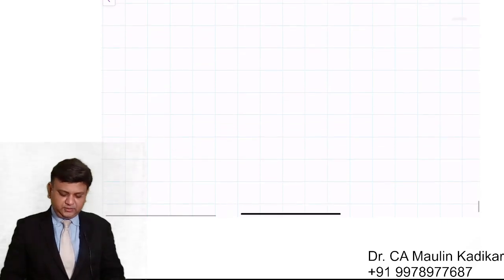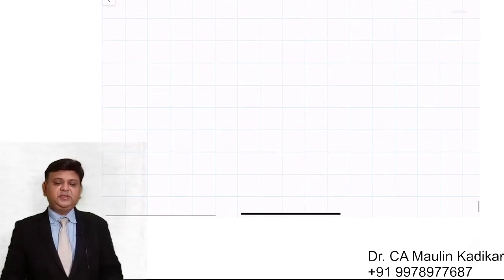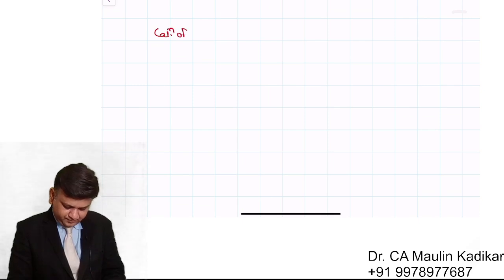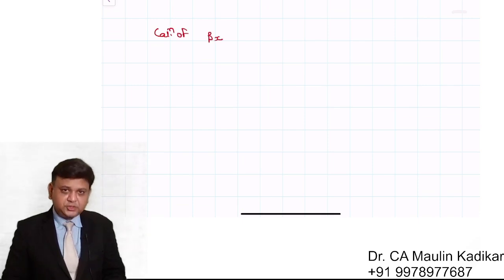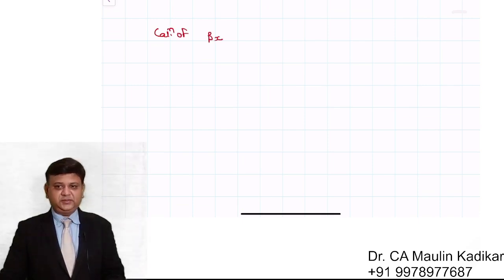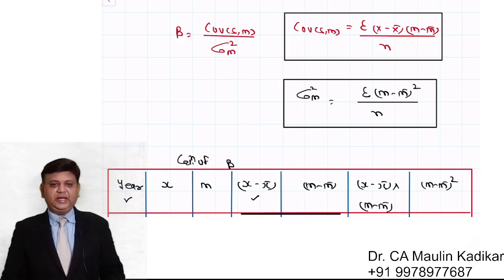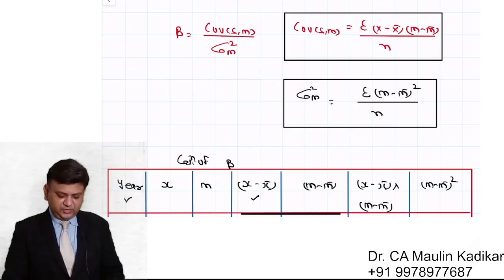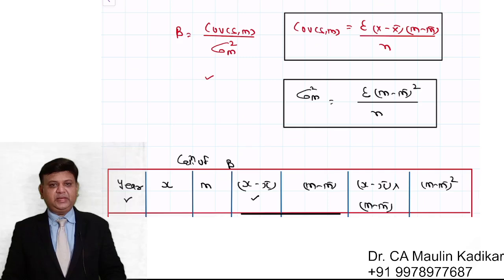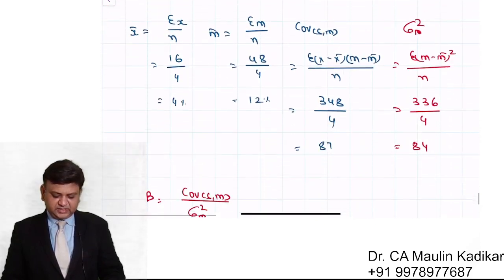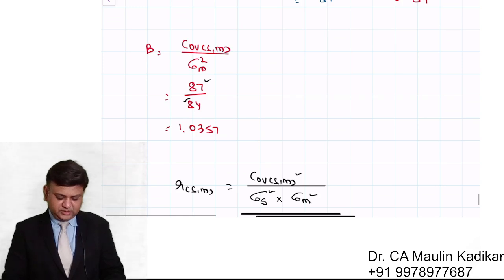Dear students, over here, the very first thing that we are supposed to do is calculation of the beta for the security X. We understand that the beta of the security can be calculated using the formula for the covariance of the security with the market divided by the variance of the market portfolio. With that, the beta of the security is 1.0357.